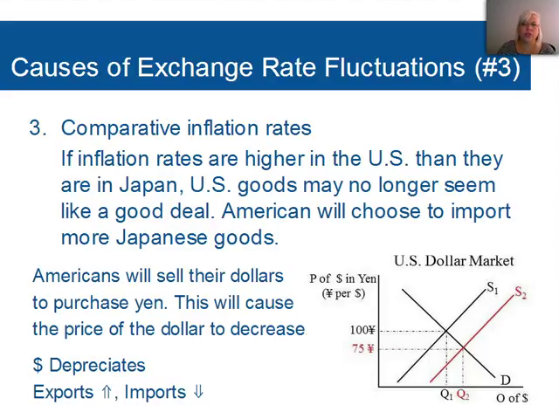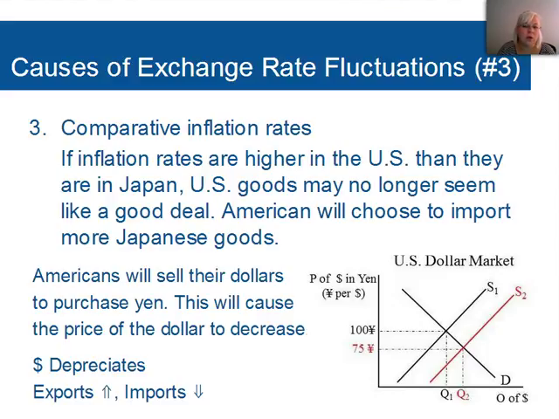The third reason for exchange rate fluctuations is comparative inflation rates. If inflation rates are higher in the United States than they are in Japan, that means U.S. prices are rising faster. American goods may no longer seem like such a good deal, and Japanese goods are going to seem like a better value for our money. As a result, Americans will choose to sell their U.S. dollars in the foreign currency market in exchange for Japanese yen.